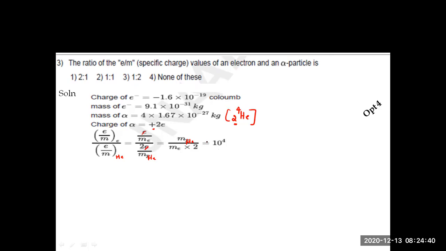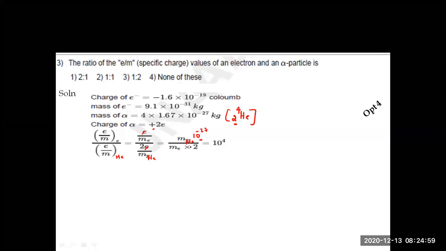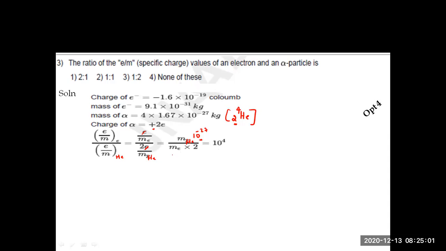Okay. So now tell me, what is the order of mass of helium? It will be of the order of 10 raised to minus 27 into whatever, into 4, into 1.67, all those things fine. But power of 10 will be 10 raised to minus 27, correct? What is the mass of electron? Power is 10 raised to minus 31. If 10 raised to minus 31 goes to numerator, how much would it be? Plus 31 and minus 27 would result in 10 raised to 4.